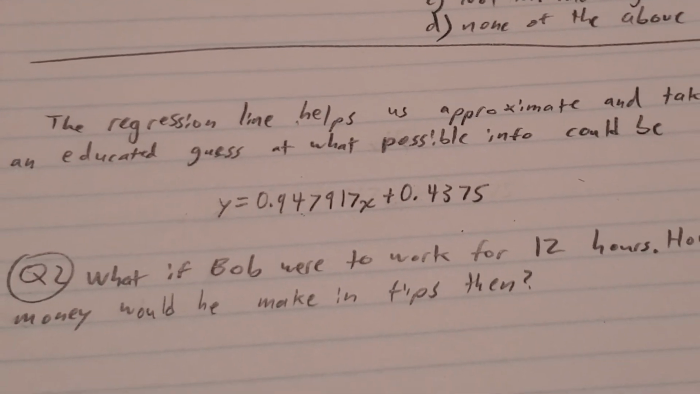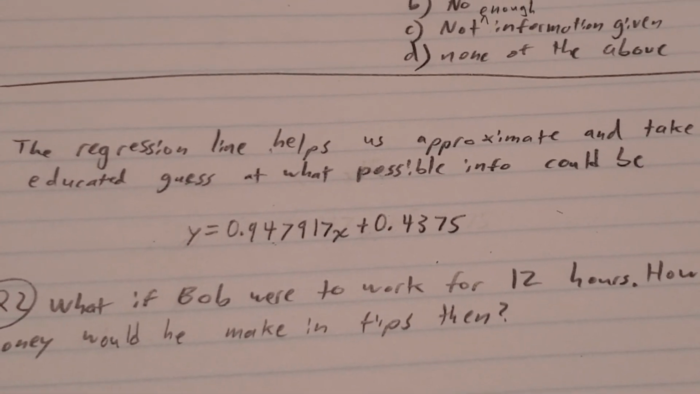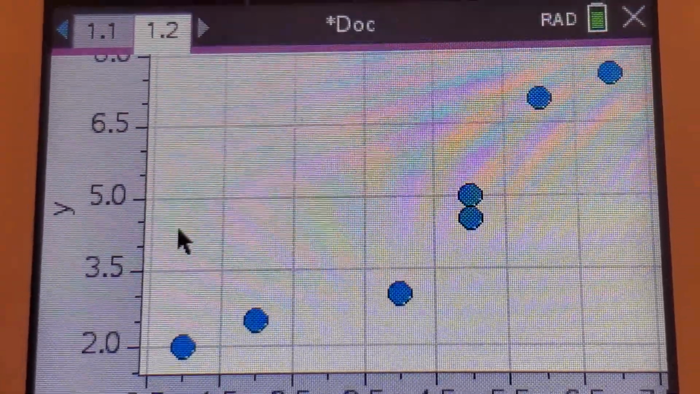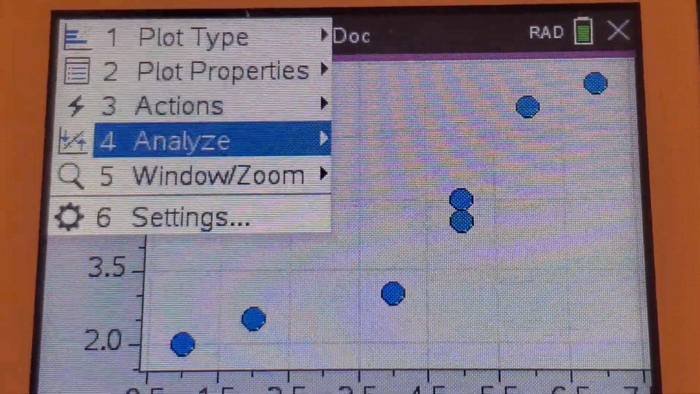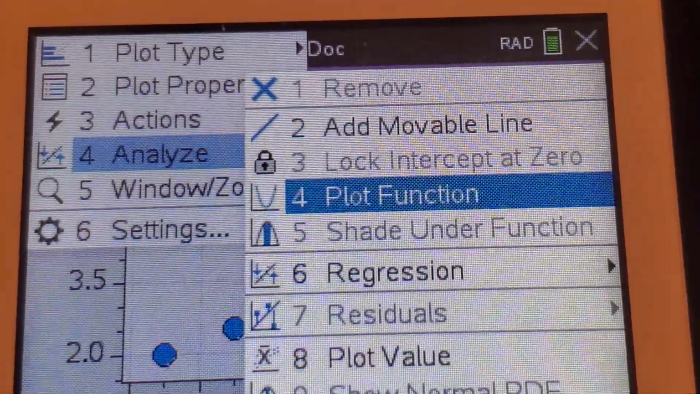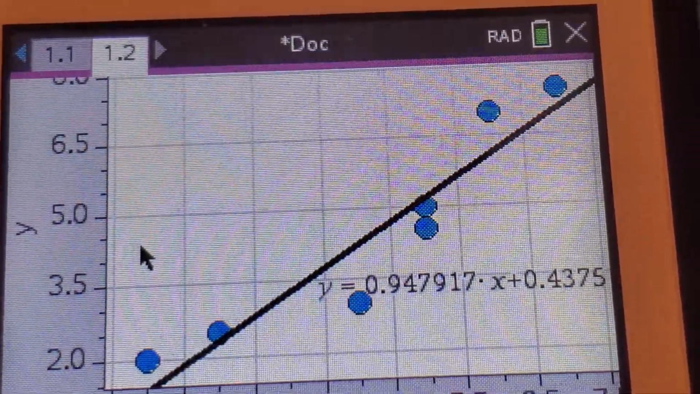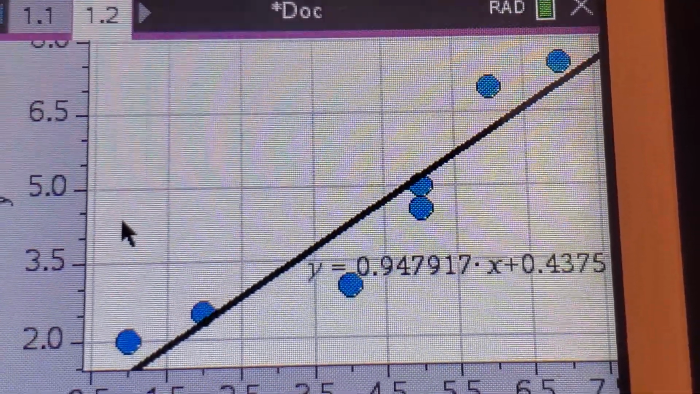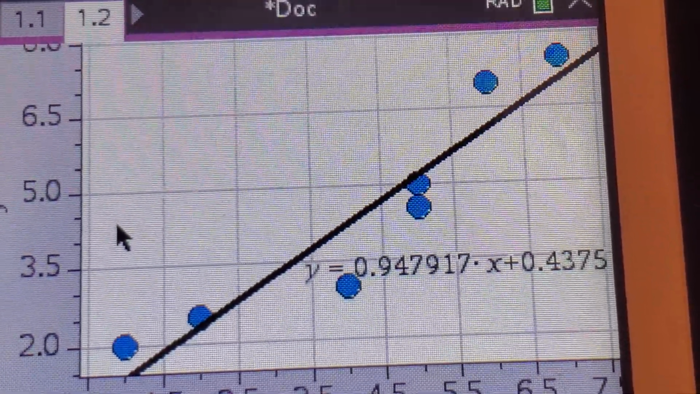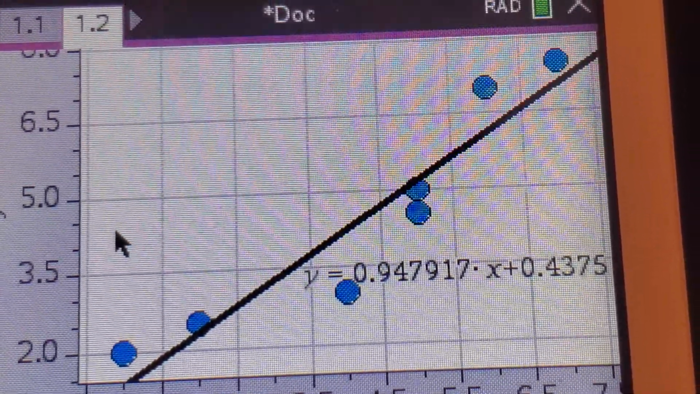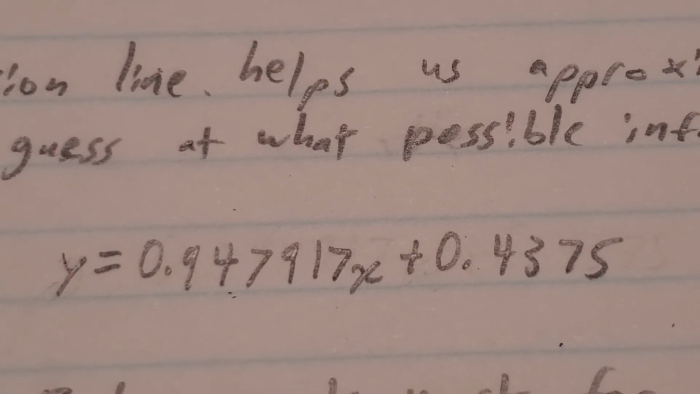Now, the regression line helps us approximate and take an educated guess at what possible info would be. On the calculator, to make a regression line, you would go to Menu, Analyze, Regression, Show Linear MX plus B. This regression line is basically an average of the points. And as you could see on the calculator, this was our equation.